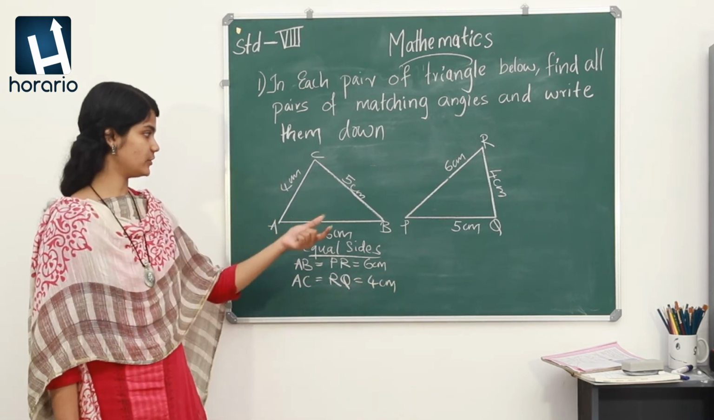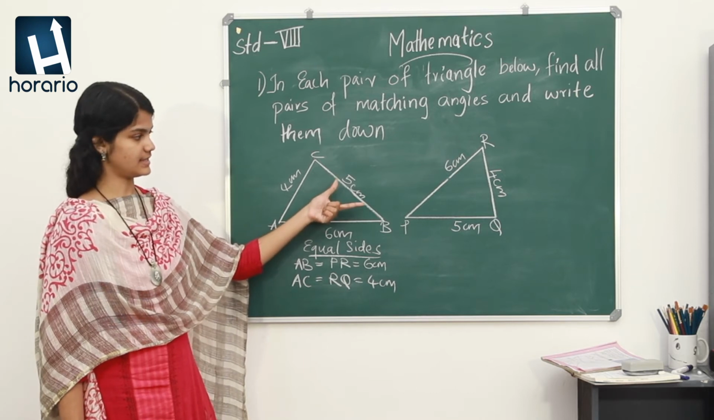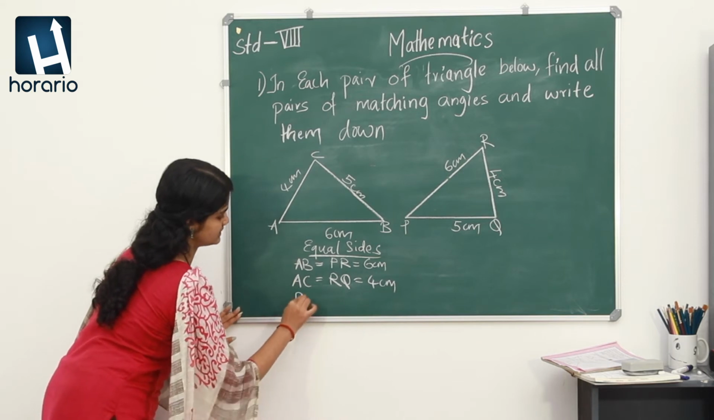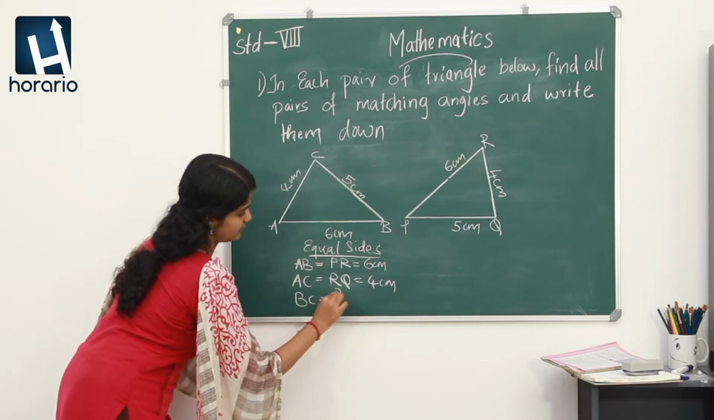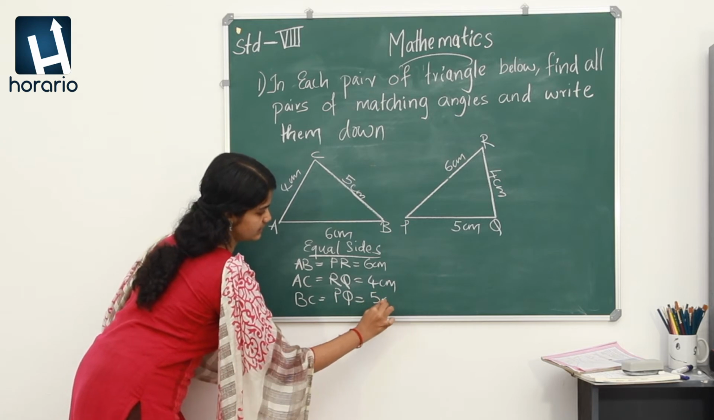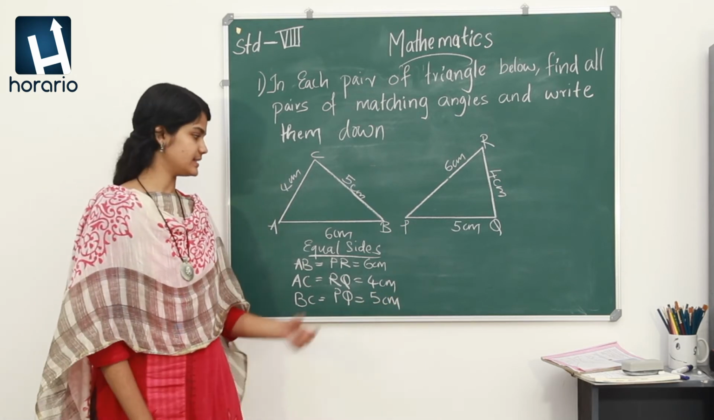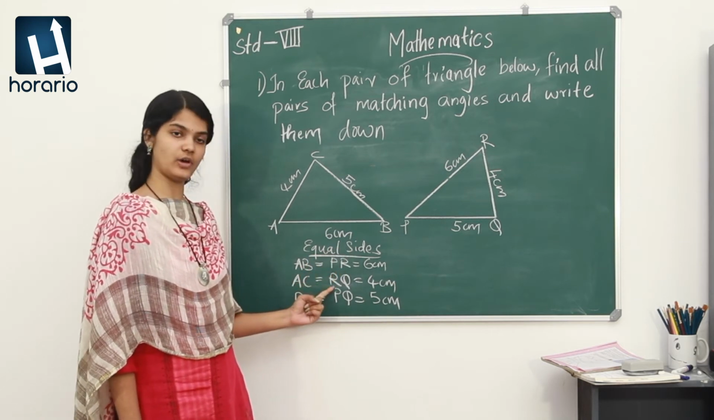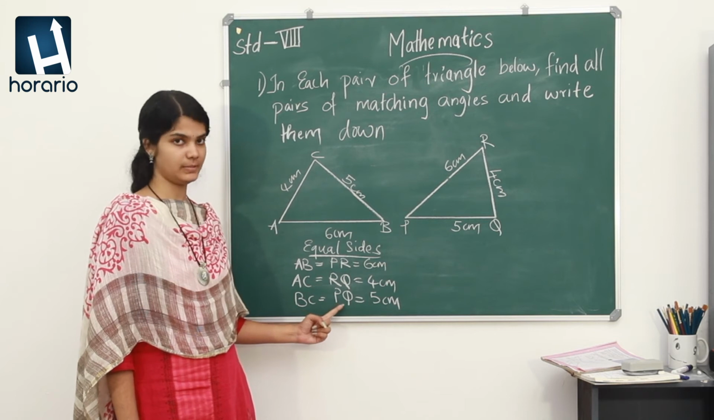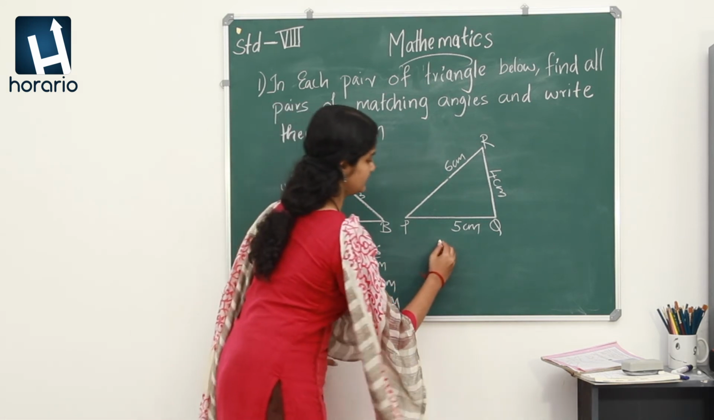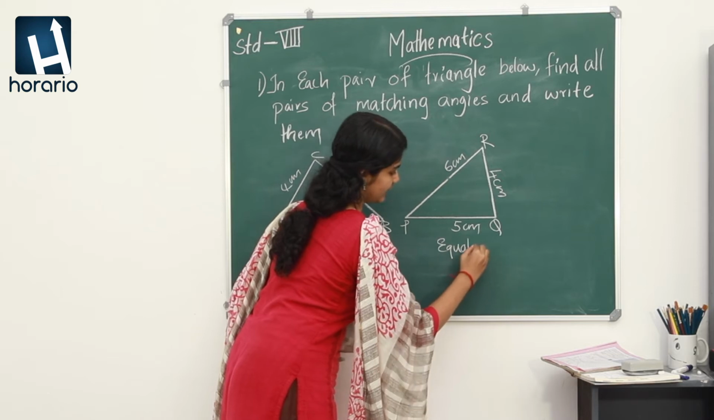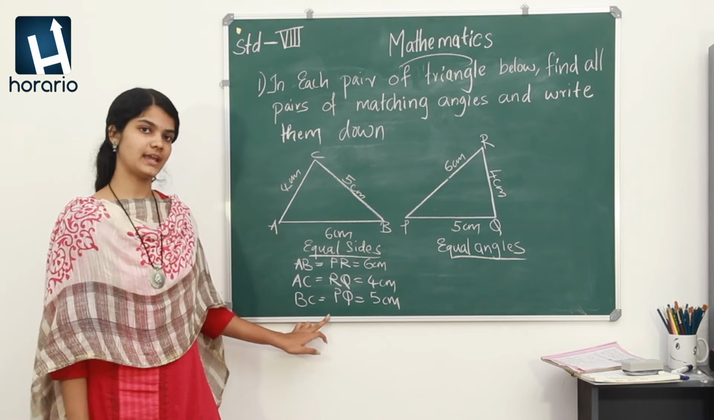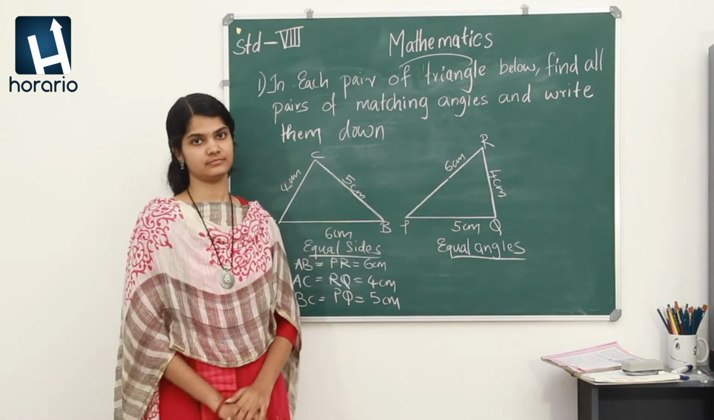Now, what about side BC? Yes, side BC is equal to side PQ, that's equal to 5 centimeter. So we can say that equal sides are AB equal to PR, AC equal to RQ and BC equal to PQ. Now we have to find equal angles or matching angles. What are the matching angles of these two triangles?